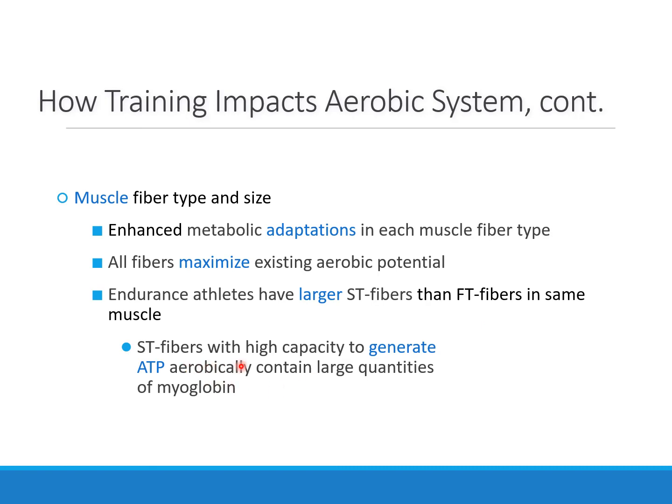So slow twitch fibers with a high capacity to generate ATP aerobically contain large quantities of myoglobin. Now you guys are obviously familiar with this term, and you're familiar with hemoglobin. Well, myoglobin is just the muscle's ability to hold oxygen. So of course we want that to happen, because that's our aerobic system using oxygen for energy.